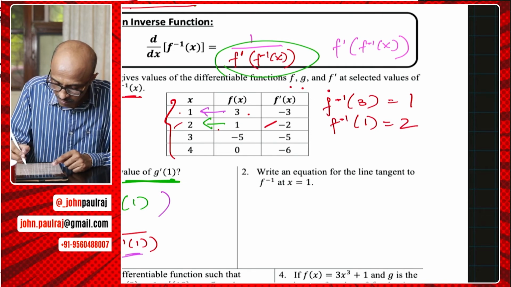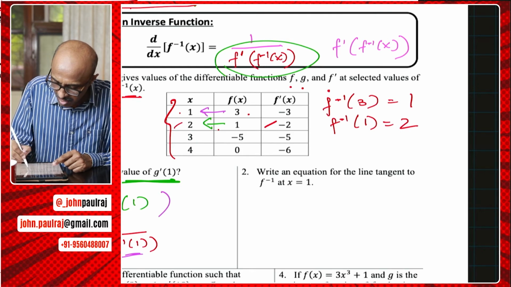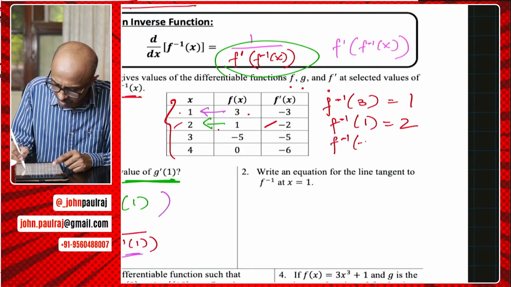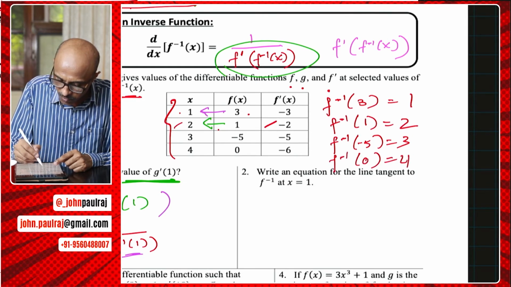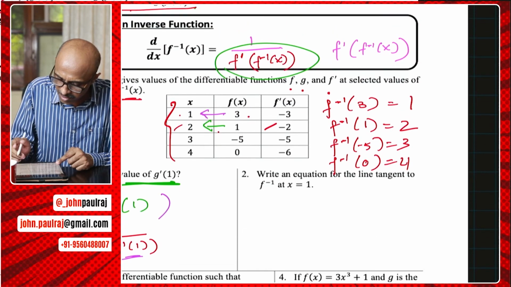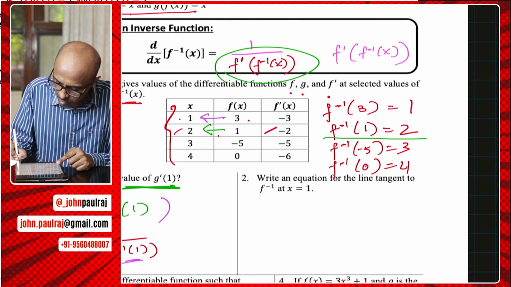And continuing in the same way, we can write down f inverse of -5 must be equal to 3 and f inverse of 0 must be 4. So now what do we need? We need f inverse of 1. We can just look at this and say, okay, f inverse of 1 is 2.